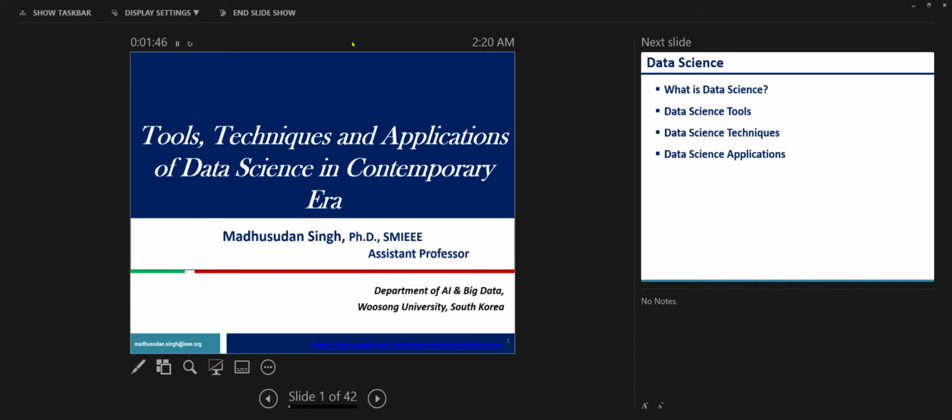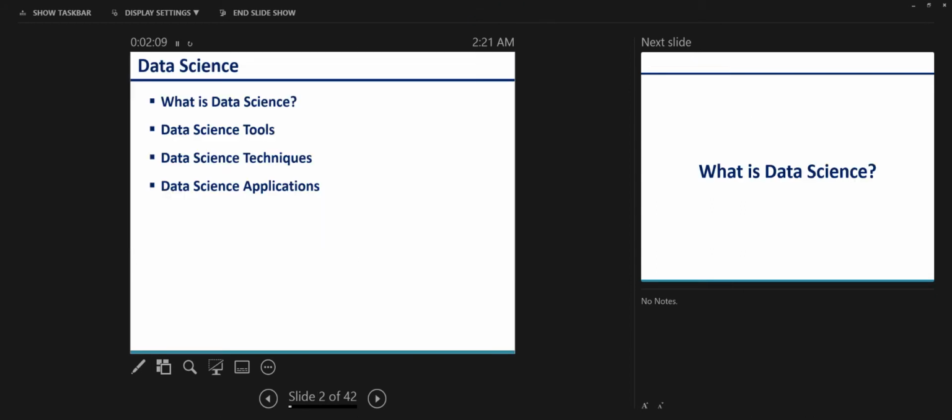So before talking about the tools and techniques, let's first talk about what data science is. We need to understand data science first, and how to use it in the current situations and current time, and in future perspective, where these applications are being used. So here are my contents. Today we're going to discuss what data science tools, techniques, and applications are.